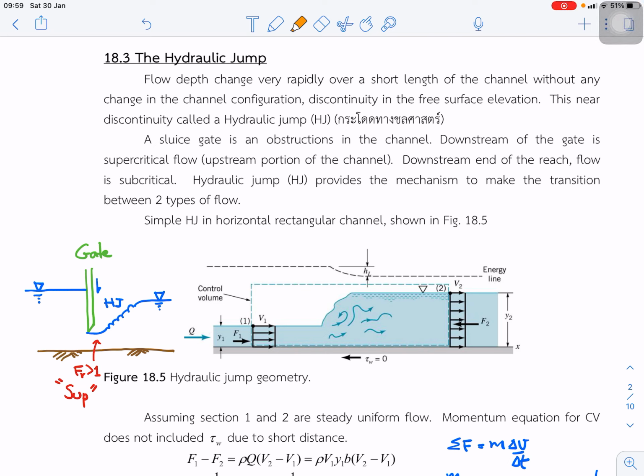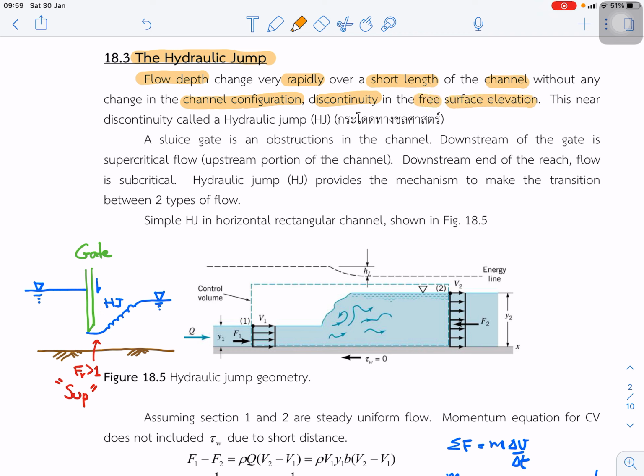Next topic is the hydraulic jump. What is the meaning of hydraulic jump? The definition is the flow depth changes which vary rapidly over a short length of the channel without any change in the channel configuration. This discontinuity is in the free surface elevation.